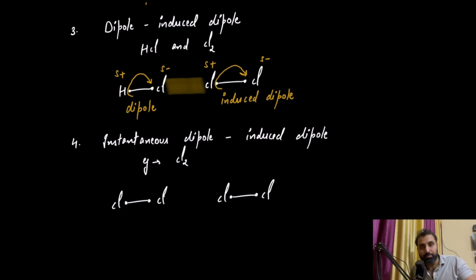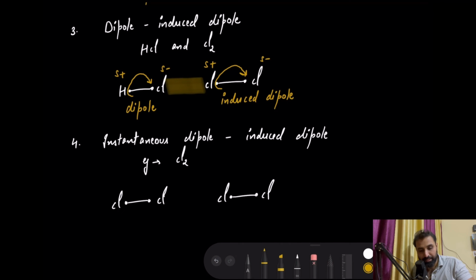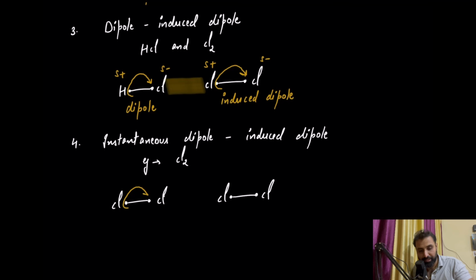So in the first Cl2 molecule, there will be the separation of charges, or we can say there is a development of polarity, but just for a fraction of a second. That's why we are going to call it the instantaneous dipole. Now, in the first case, there will be the shifting of charges, or we can say development of the polarity, but just for a fraction of a second. So we are going to call it an instantaneous dipole.